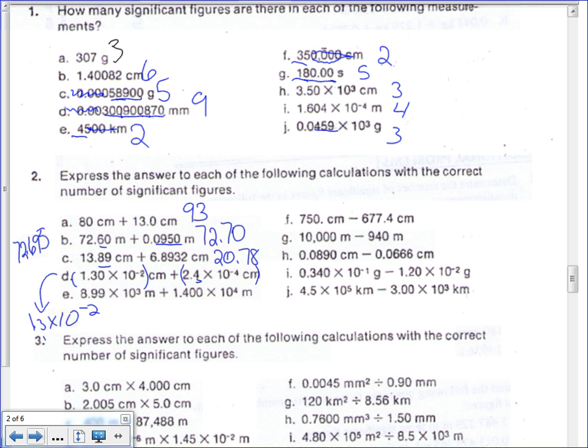For E, 8.99 has 2 places past the decimal. 1.400, that's 3 places. So we're going to put this in our calculator, and we're going to round it so that we only have 2 places past the decimal point.